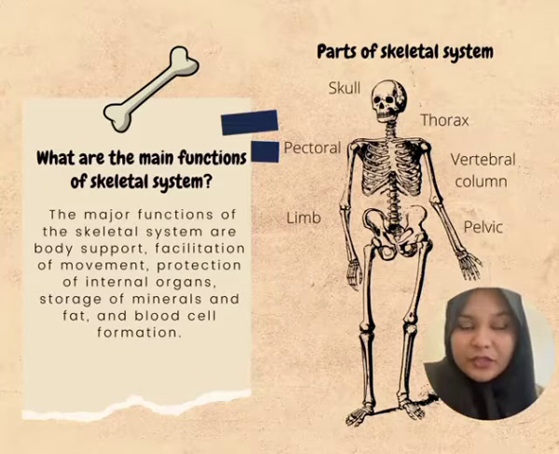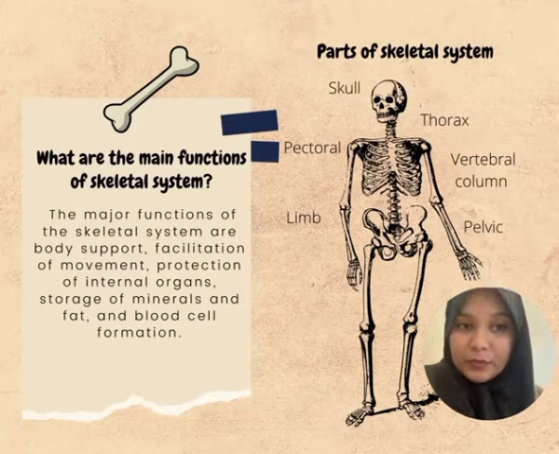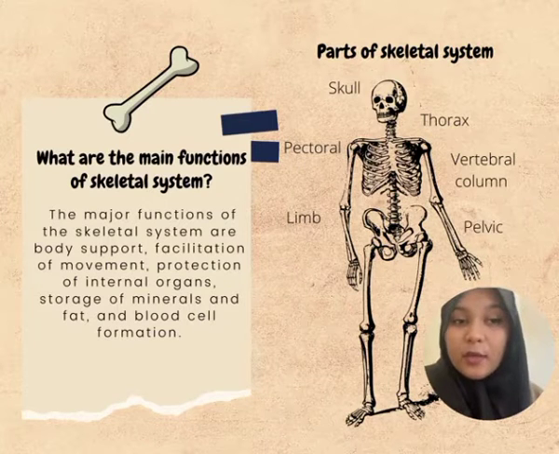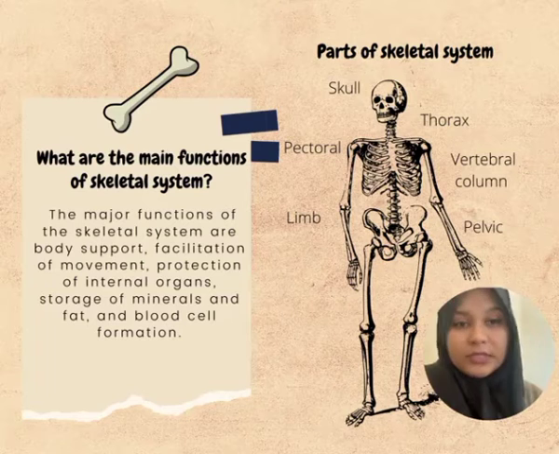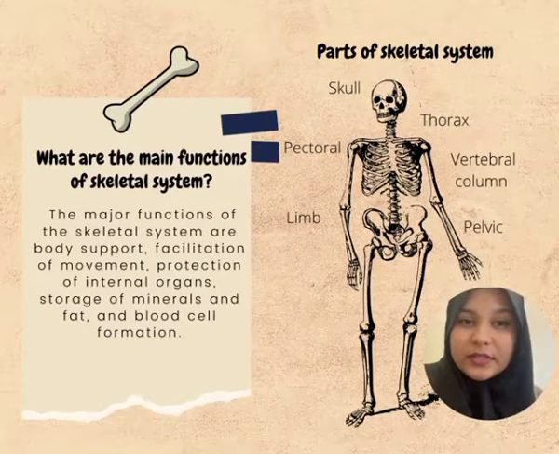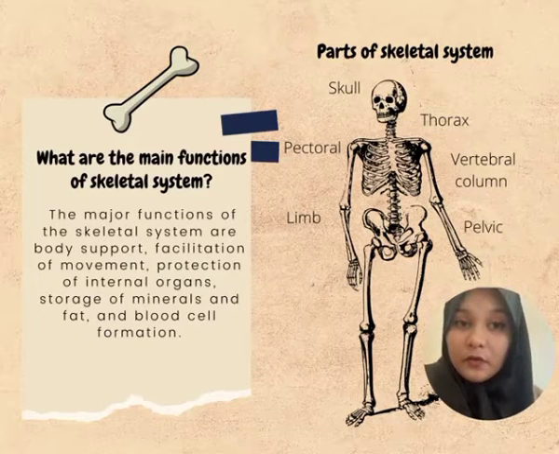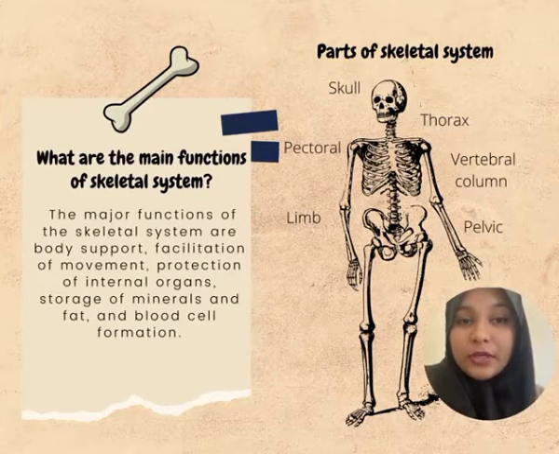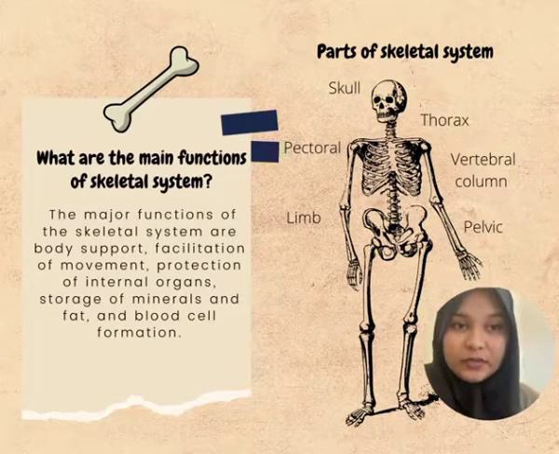What are the main functions of the skeletal system? It's mainly body support, facilitation of movements, protection of internal organs, and storage of minerals, fat and blood cells. There are about 6 parts of the skeletal system, which are skull, thorax, vertebral column, pectoral, limb, and pelvic. We'll be looking more into this in detail.